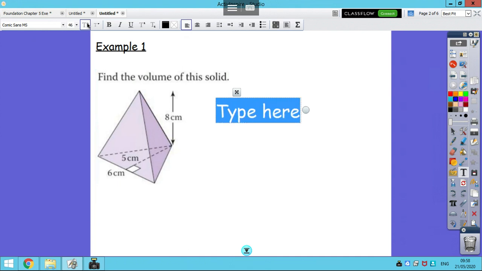So find the volume of the solid. If we think about that, the volume is a third of the base area multiplied by the perpendicular height. So let's think about that. Volume equals a third multiplied by the base area. Well, let's think about the base area. How do I find the area of a triangle?